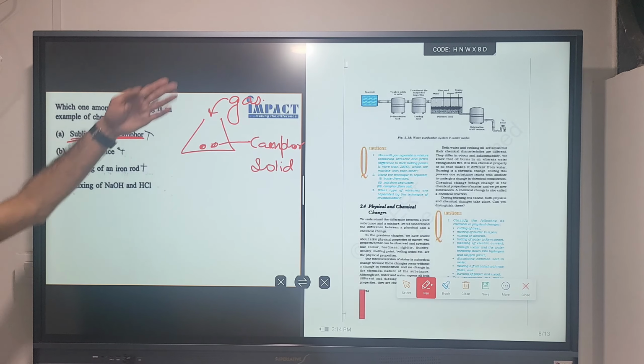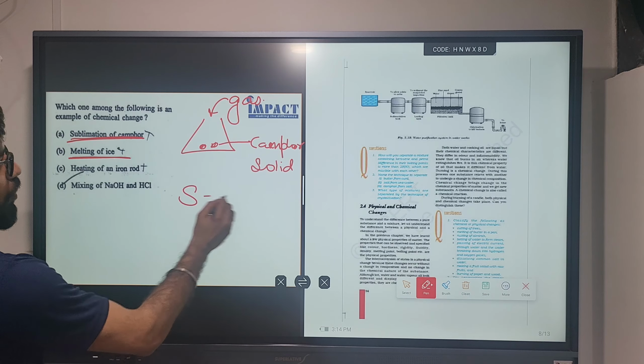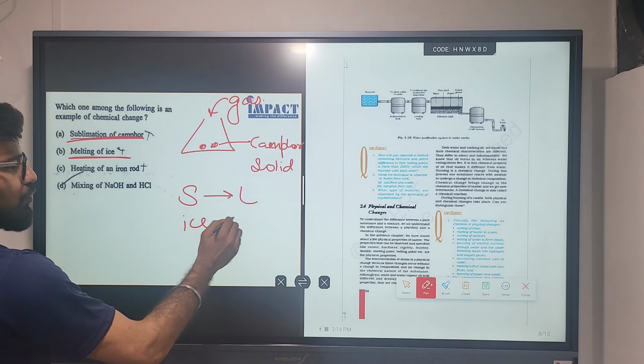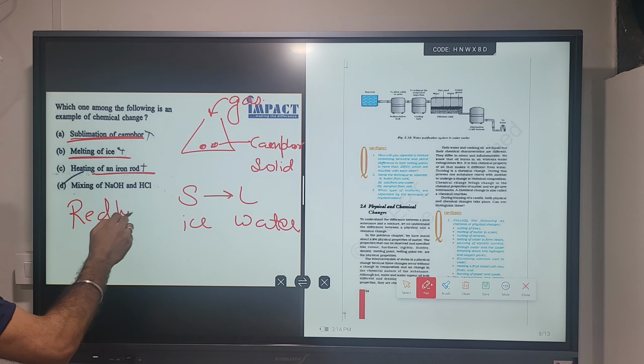There is only a change of state. It is not a chemical change. It is a physical change. Melting of ice, solid to liquid, ice converts into water. This is again a physical change. Heating of an iron rod, it is just getting red hot. Nothing else is going on.